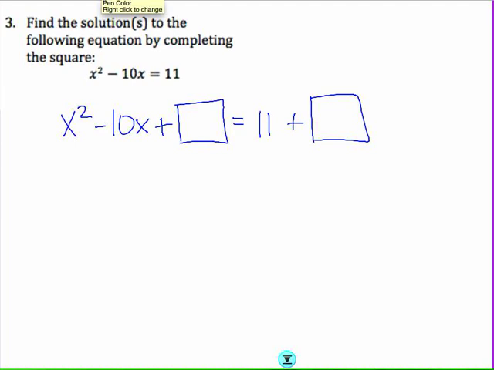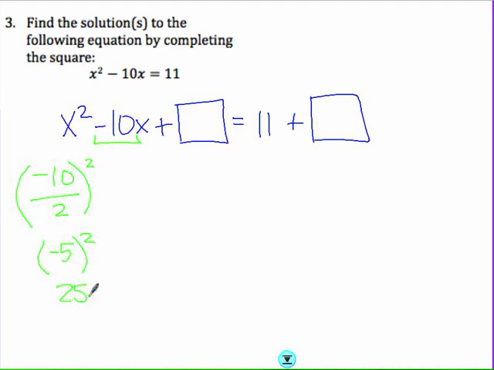Well, you always take the coefficient of the x, so in this case, the negative 10. You're always going to divide by 2, and you're always going to square it. That's just the process to do it. In this case, negative 5 is what the parentheses give me. Negative 5 squared gives me 25. So that's what goes into both of these boxes, is a 25. Notice it's positive. From here, we can continue to work.